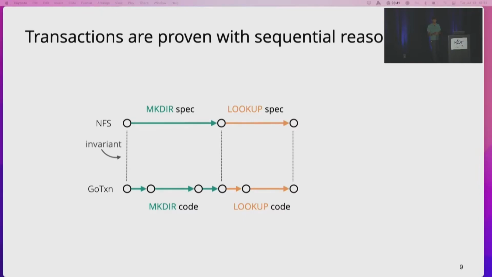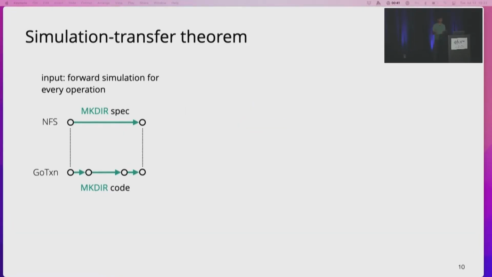implementation. This reasoning is sequential, and thus it has a lot lower proof overhead compared to reasoning about crashes and concurrency the way we need to do within the transaction system. Now this is just sequential reasoning, so how do we connect this down to the actual transaction system? The way we do that is we prove this simulation transfer theorem.